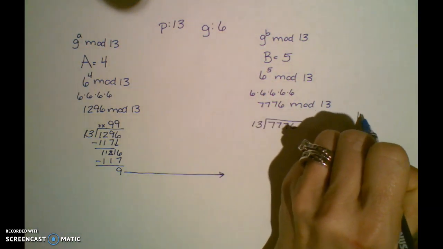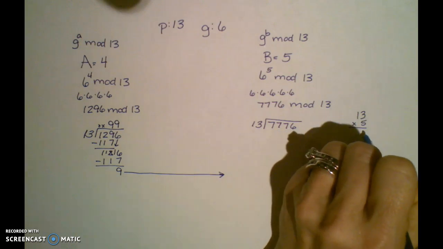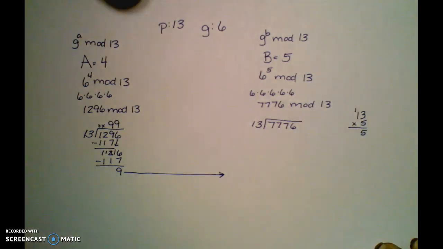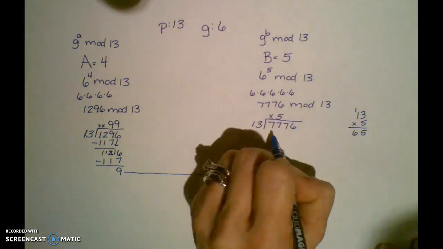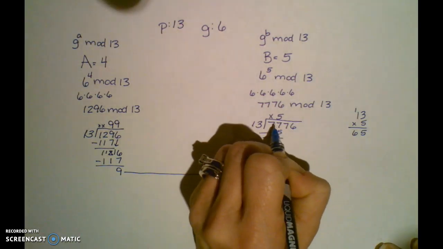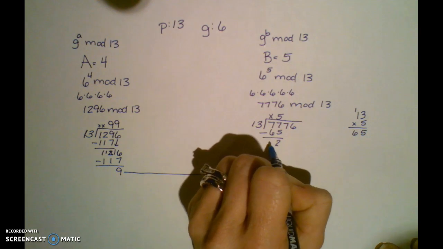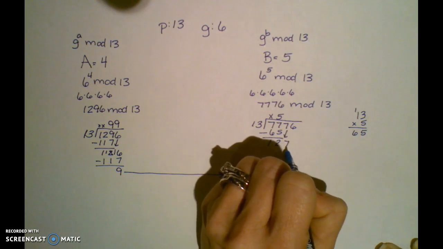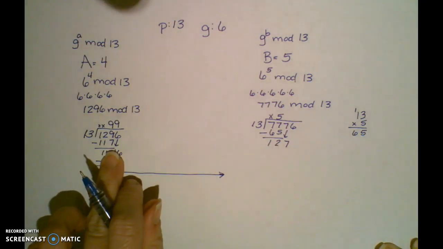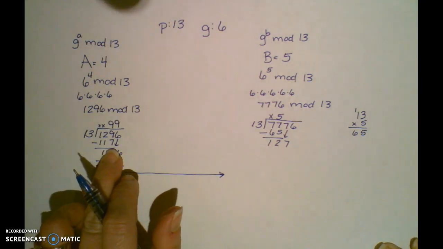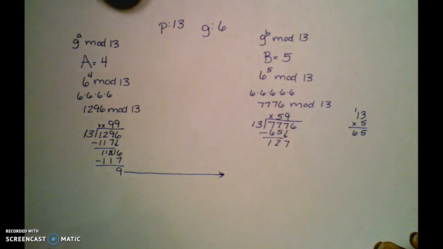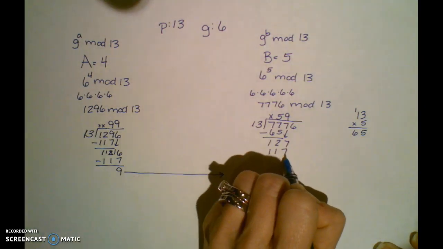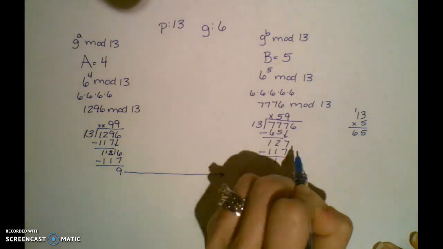Let's try 5. 13 times 5. 5 times 3 is 15. Carry the 1. 5 times 1 is 5, plus 1 is 6. That should work. Okay, so 13 can't go into 7, but it can go into 77 5 times. That's your 65. 77 minus 65 is 12. And bring down this 7. Well, I know from this problem, I wouldn't if I was Bob and not Alice, but for the purposes of what we're doing, 13 can go into 127 9 times. I subtract and I get 10.